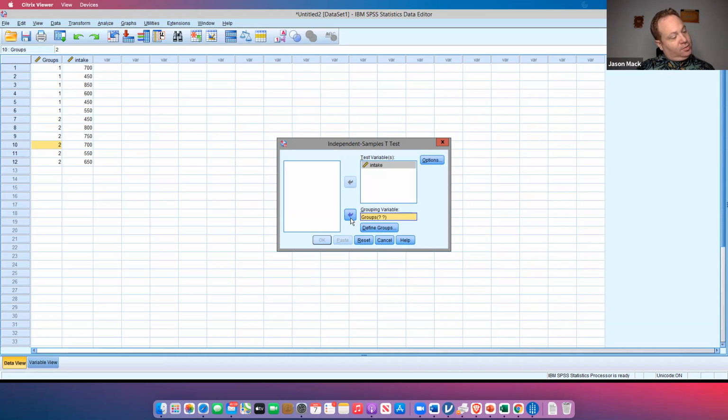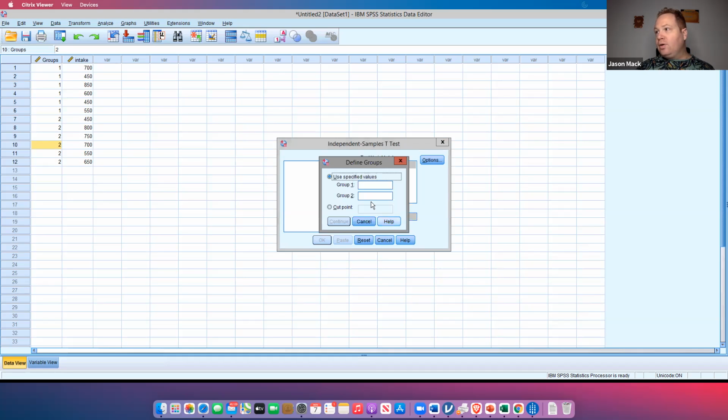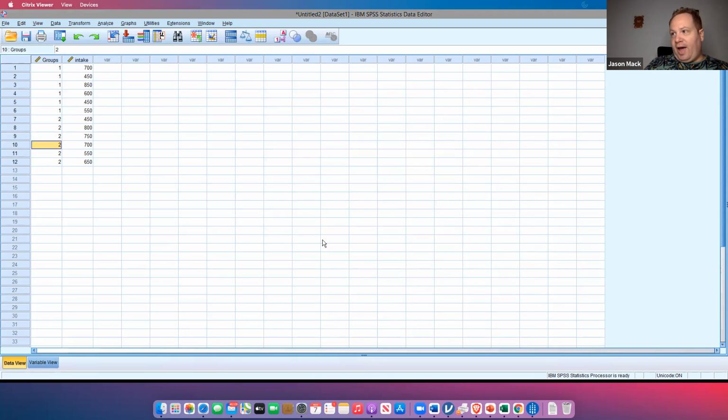And to define groups, we can enter group 1. Well, yeah, I'm going to say group 1 is group 1. We already defined these. And group 2 is group 2. Because we already said they were fast and slow. No need to even say anything with a cut point. So we'll say okay. We'll go like that. Say okay.